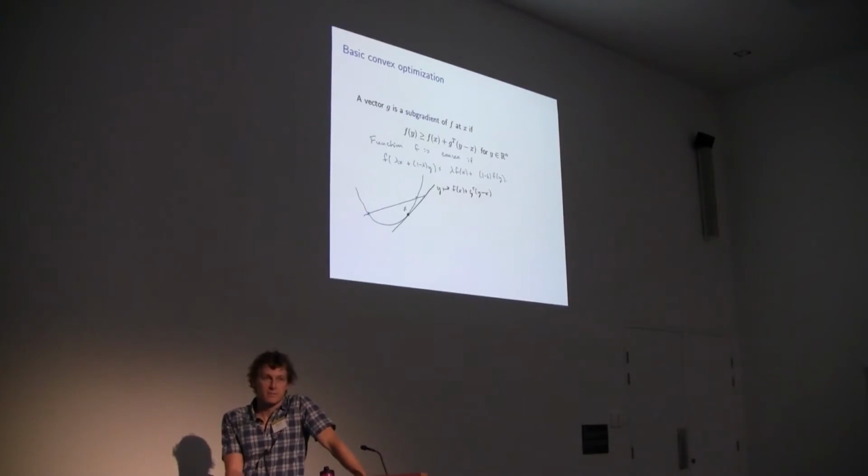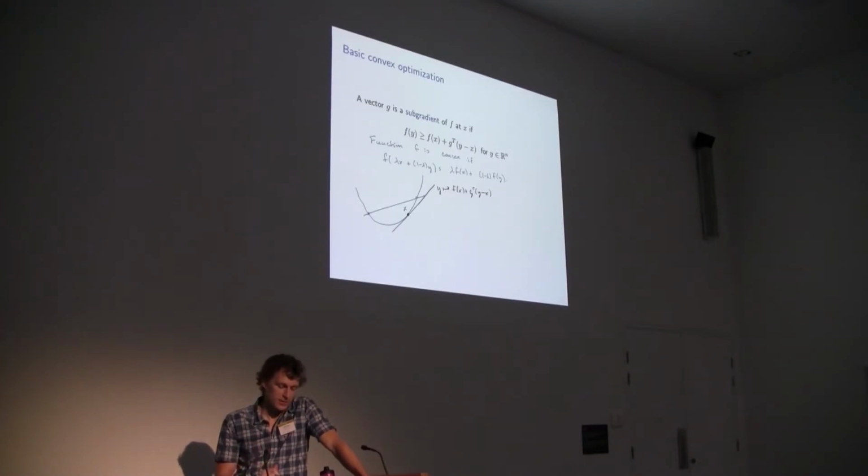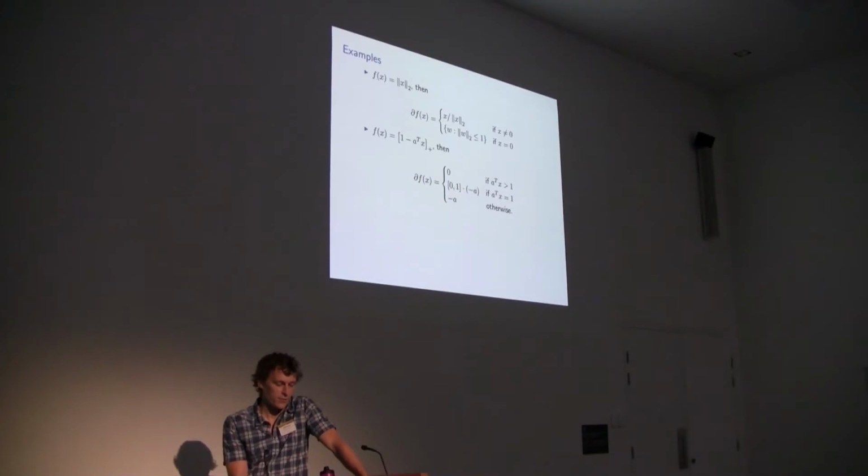The simplest method in convex optimization is known as the... I apologize. Let's do a few examples of subgradients just so we've got some idea of where these things come up.